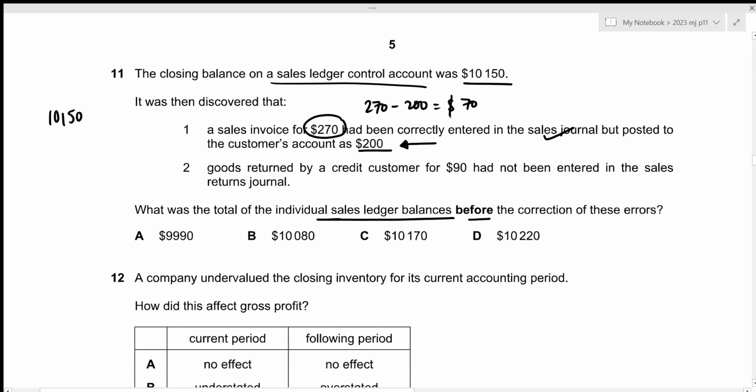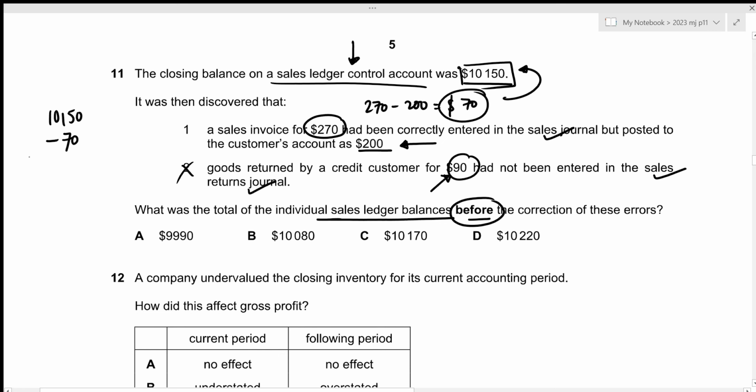But this 70 is included in this balance. And since we're trying to figure out the balance before the correction, we need to exclude this 70 from the amount of 10,150. So we just subtract it. For the second error, goods returned by a credit customer for 90 had not been entered in the sales returns journal. So if this transaction had not been recorded in the sales returns journal, it means that this transaction will also not be reflected in the sales ledger control account. So we do not have anything to rectify for the second error. The total is just 10,150 minus 70, which results in 10,080. That is the total of the individual sales ledger balances before the correction of these errors, and it's given in option B. Let's move towards the 12th question.